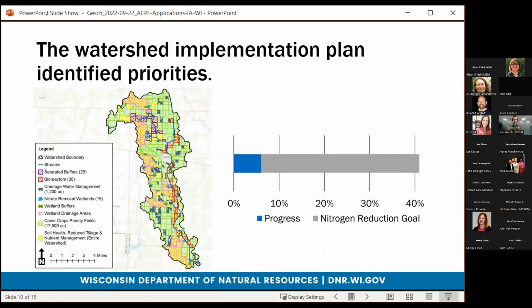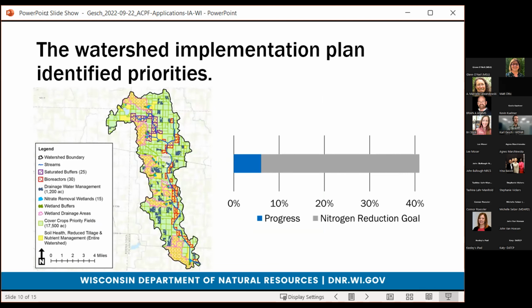So putting those three pieces of the puzzle together: the what, which practices are priorities locally; the how much, what level of adoption is needed; and the where, the ACPF results. A conceptual implementation scenario was developed for that watershed. The numbers shown behind each of the practices in the legend are the adoption goals for that watershed over, I believe, a 20-year time frame, although I would have to double check that for their implementation period.